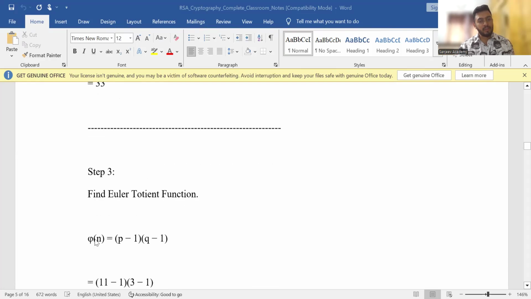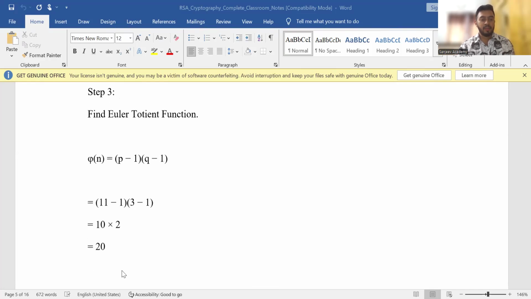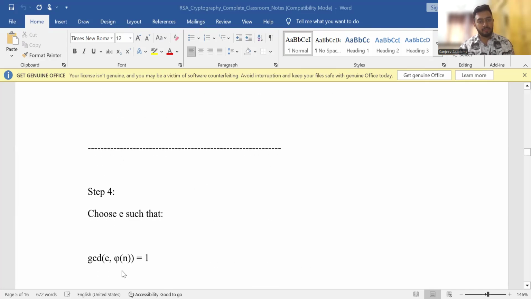Now we will find phi of n, that is (P minus 1) into (Q minus 1). Once you multiply P and Q, we got 33. And once we do P minus 1 into Q minus 1, the phi of n, we'll get 10 into 2, which is 20.